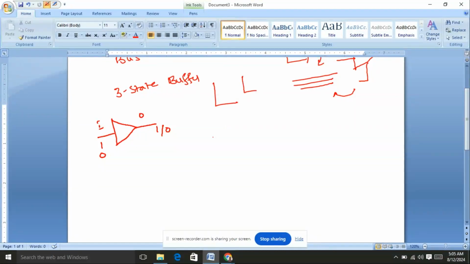But here we are going to state that it is a three-state buffer. A three-state buffer consists of two inputs. One is the normal input, which I am going to write as NI, and another one is the control input, which I am going to write as CI, and the output. The output of the buffer depends upon the control input of the buffer.